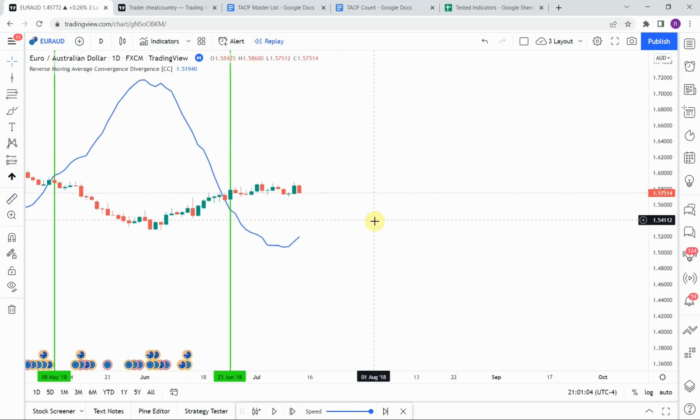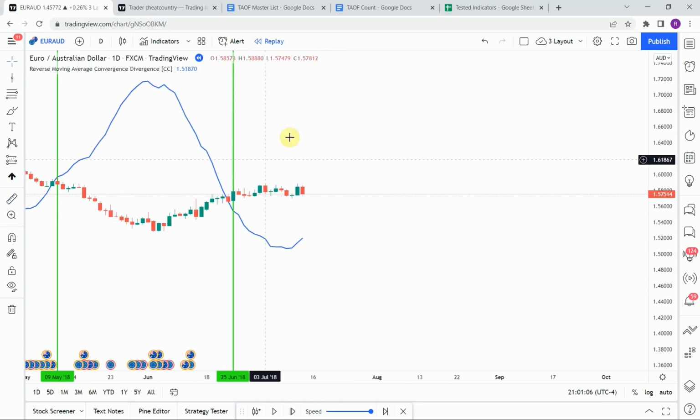Now, of course, don't know where it's going to go from here, so it might push up really nicely to the upside. Not really sure. Let's go ahead and continue on.